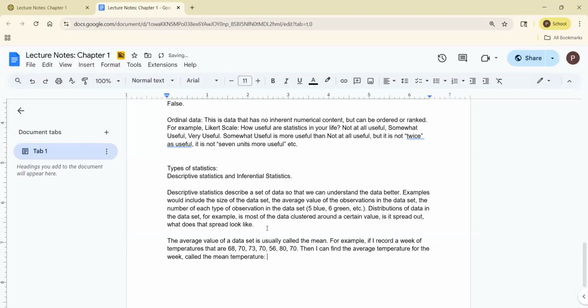Hey, by the way, Google Docs is pretty smart. It can actually do some basic math inside Google Docs itself. 417. That's not the average yet because I have to divide it by the number of observations. 417 divided by 7, which equals 59.571. So that's our average temperature.